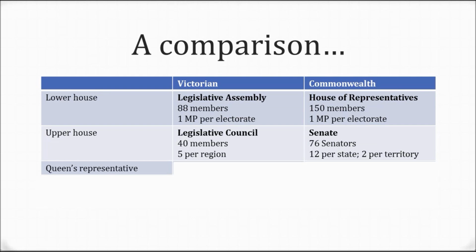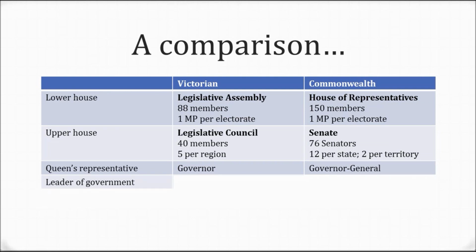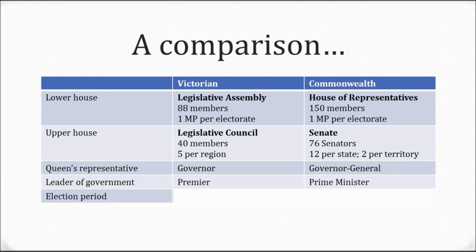The Queen's representative in the Victorian Parliament is known as the Governor, and for the Commonwealth it's the Governor-General. The Leader of the Government in Victoria is known as the Premier, and in the Commonwealth they're known as the Prime Minister. And finally, the election period in the Victorian Parliament is set to 4 years.